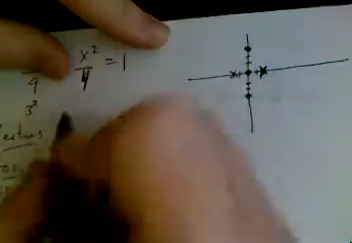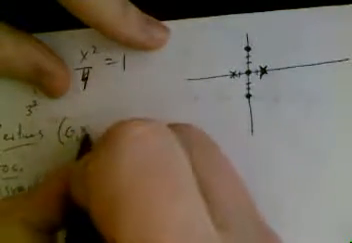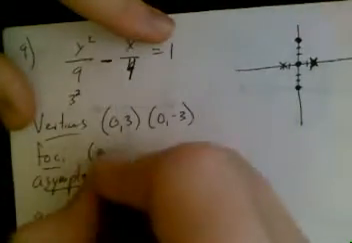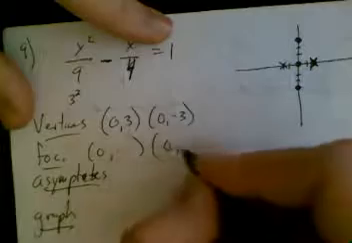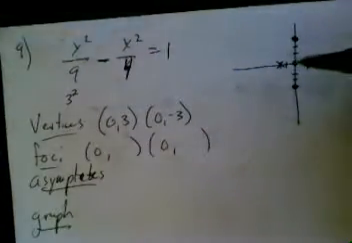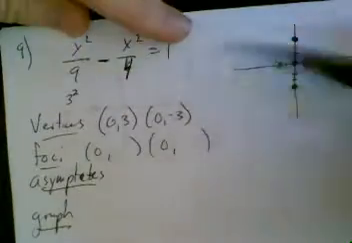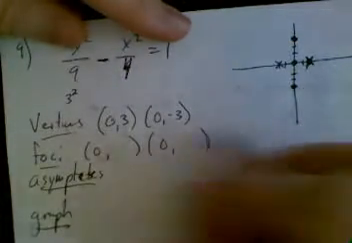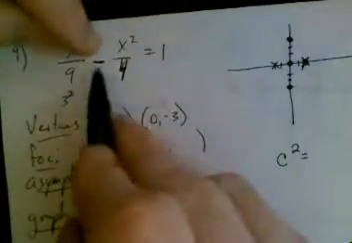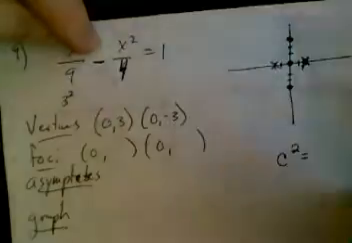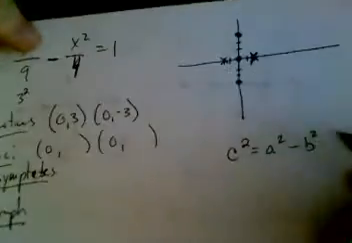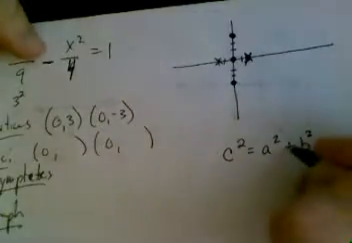So my vertices are 0, 3 and 0, -3, which means I know my foci will be 0, something and 0, the negative of that something. Now, I'm going to go ahead and try and identify what my foci are. How do I find my foci? Well, remember, my foci are always comma c and negative c. C squared is supposed to be equal to, for an ellipse I'd have a plus sign, so it would be a squared minus b squared. But we're looking at a hyperbola that has a minus sign here, so the plus sign is here.